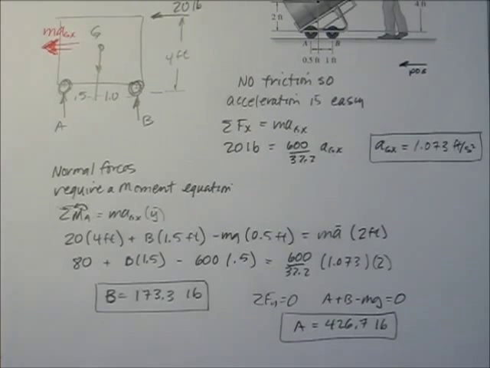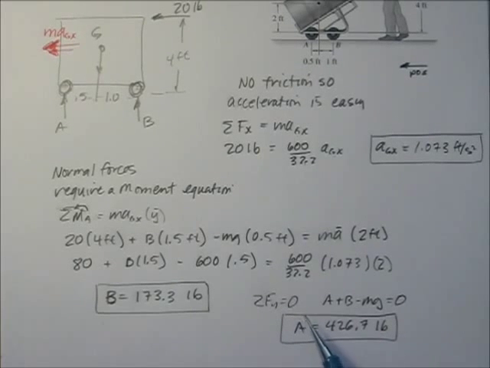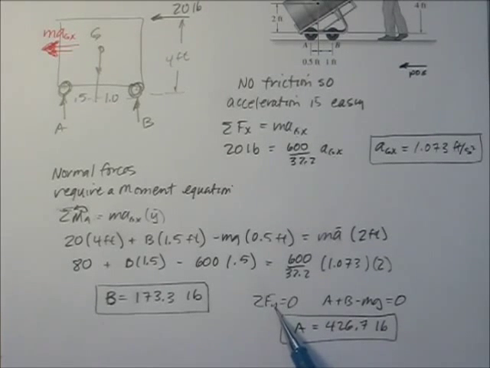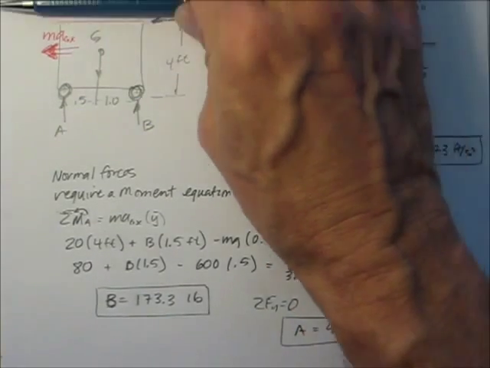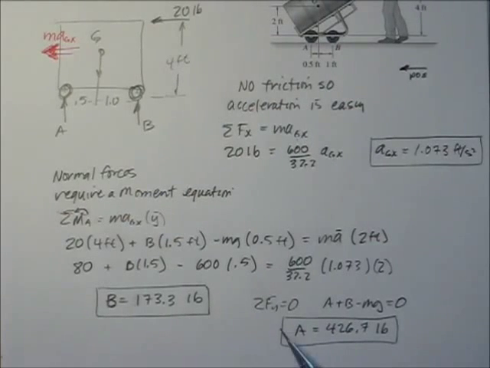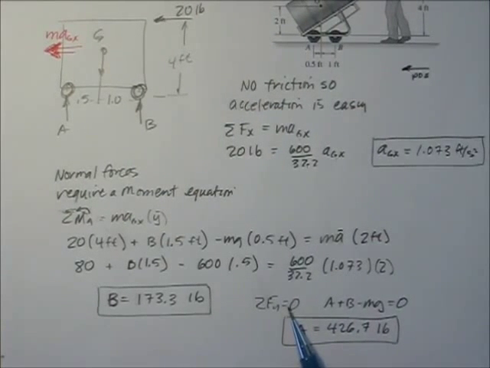The next thing is to find the reaction at A, and that's a simple statics type of analysis. It really is dynamics, because we know that the barrel is not accelerating or decelerating in the y direction. So in the y, the sum of the forces is equal to 0, and then I can solve for A is equal to 426.